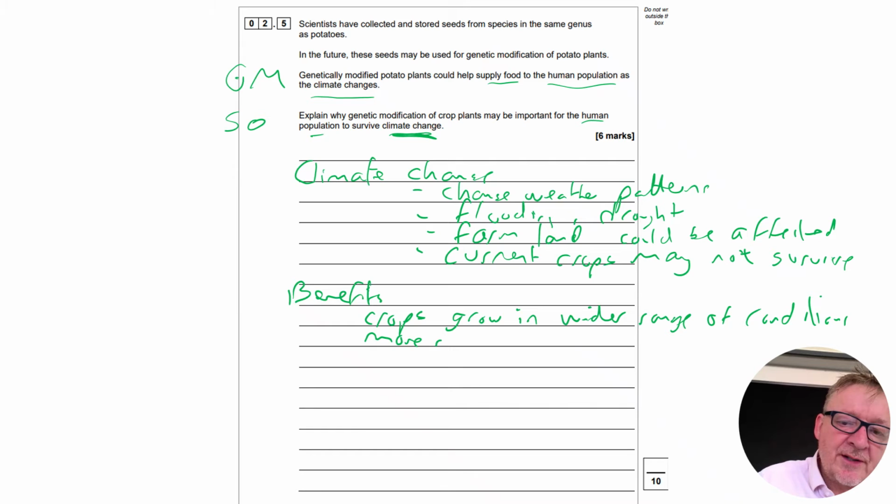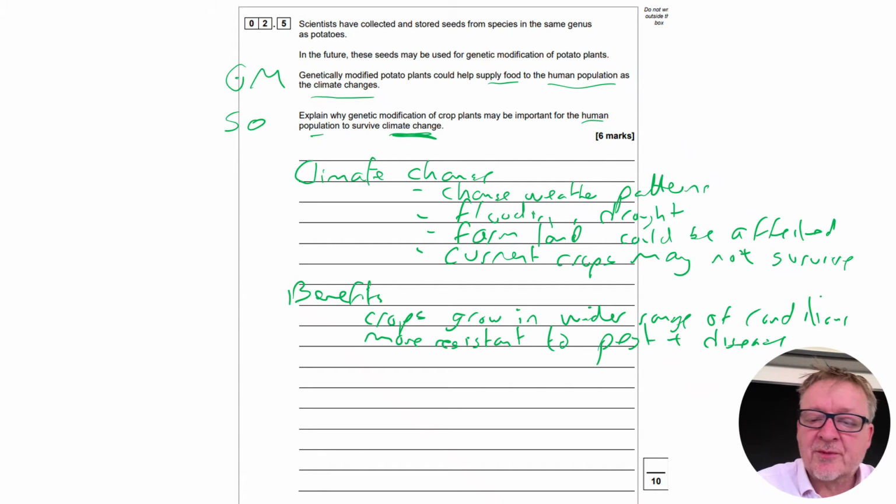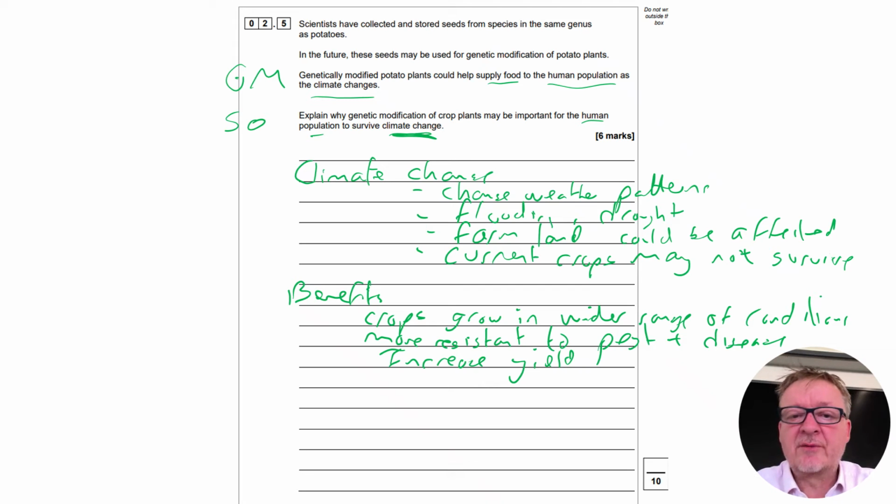Crops can be more resistant to pests and diseases. Loads of crops all over the world just get destroyed by insects and diseases. If you eradicate that, you're going to have more food. You also could get an increased yield, which is exactly what's happening now. Your corn on the cob might have only been small in the past, but now it's a lot bigger. So you get an increased yield, which means you can feed more people.